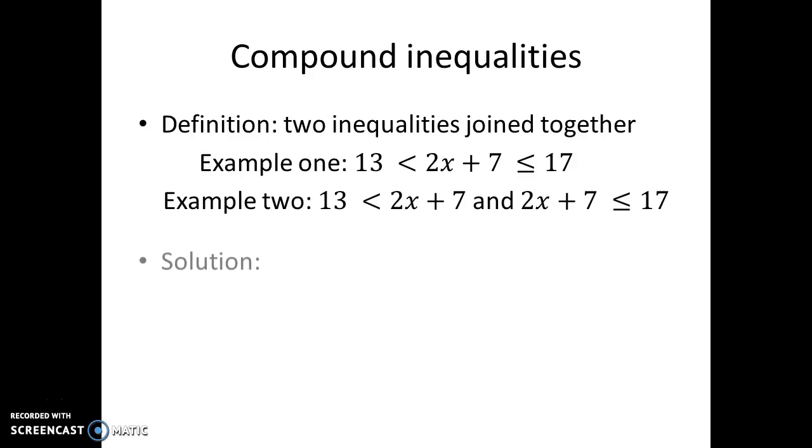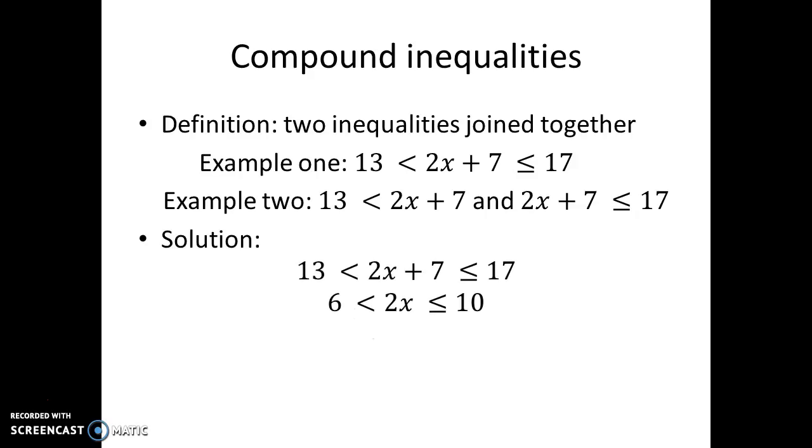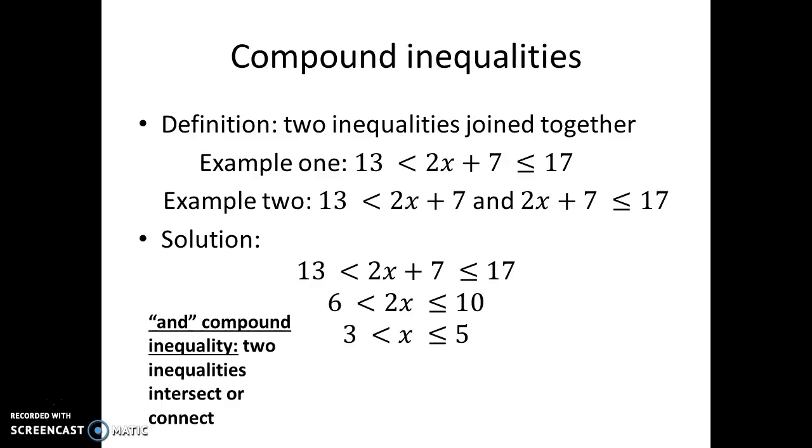Here's an example. This is what we call an AND inequality, and it can be written in this way as well. All right, if we solve this, we just treat it like a normal equation, and we do things on both sides. So we subtract 7 from both sides. So we subtract it from the 13 and the 17. So we get 2x's between 6 and 10. And then we divide both sides by 2, so we get x between 3 and 5. So our final answer is x is greater than 3 and less than or equal to 5. So this is called an AND compound inequalities, which is two inequalities that intersect or connect.